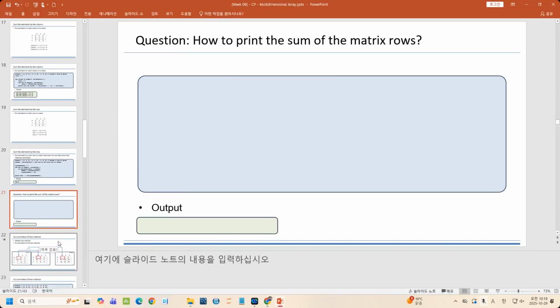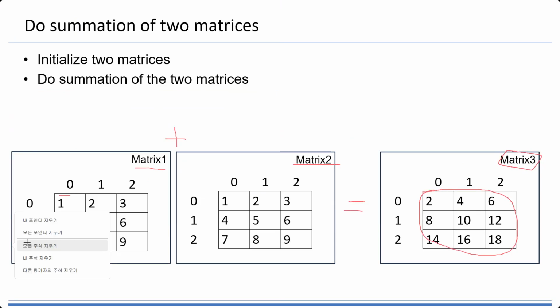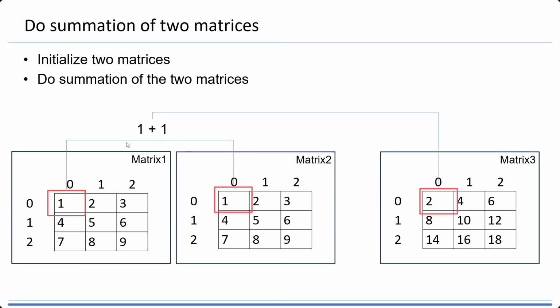Now we can do another kind of processing of the matrix. Let's suppose we have two matrices, and I want to do the summation of the two matrices. We have matrix 1, we have matrix 2. The matrix 1 plus matrix 2 equals to matrix 3. So the matrix 3 is the result from the addition.